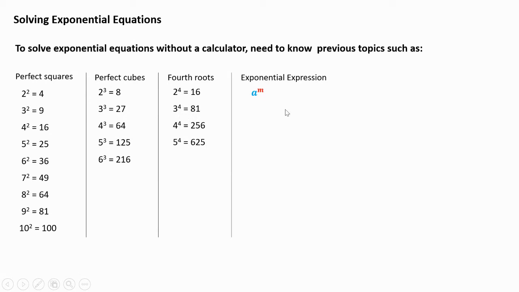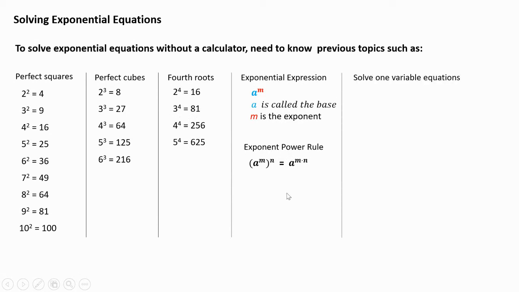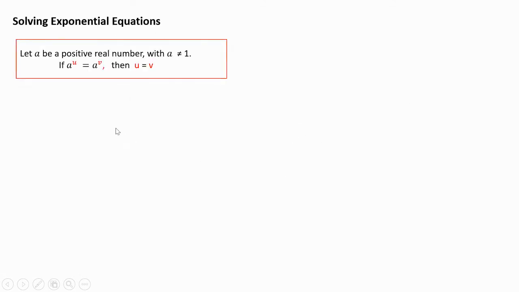You also have to know the exponential expression, right? So A is called the base, and M is the exponent. You also have to know the exponent power rule. If you have a power raised to a power, you multiply the powers. And also you have to know how to solve one variable equations like something in this one. So you have to know all these to be able to solve exponential equations.